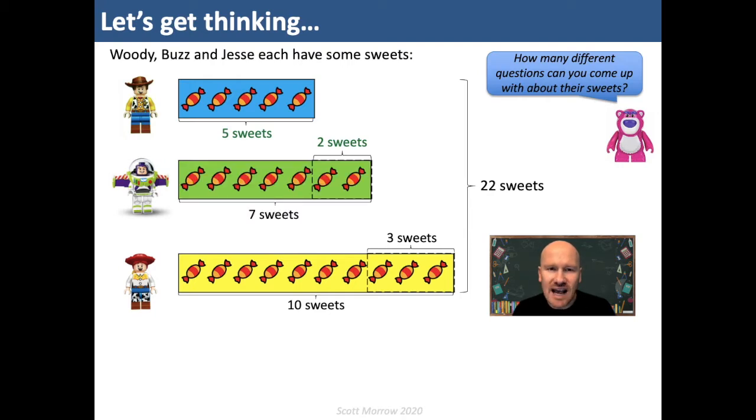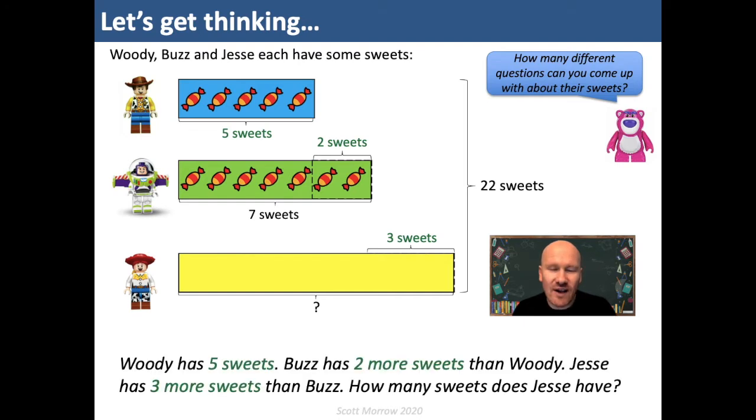Let's say I wanted to ask a question where I wanted to work out how many sweets Jessie has. So that's the unknown in this case. What information might we give so that it could be solved? I could give the number of sweets that Woody has, the difference between Woody and Buzz, and the difference between Buzz and Jessie. So my question might be, Woody has 5 sweets, Buzz has 2 more sweets than Woody, Jessie has 3 more sweets than Buzz. How many sweets does Jessie have?